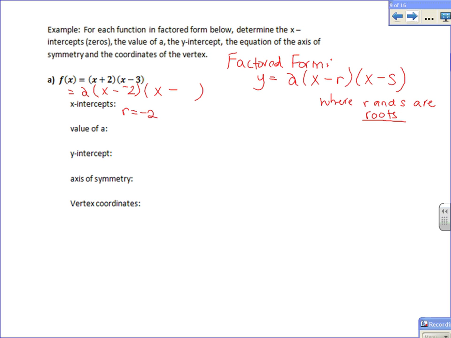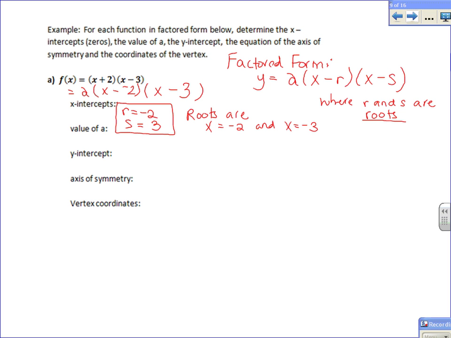And if I compare x minus 3 to x minus s, all I have to do is put a 3 right there for that to fit into factored form. So my s is equal to positive 3. Okay, so those are my two x-intercepts. Another way that I could write this: the roots are x equals negative 2 and x equals 3.